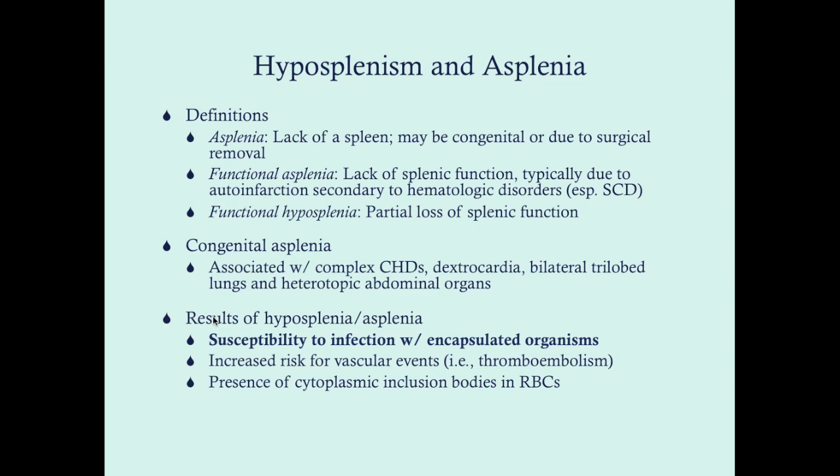Some results of hyposplenia and asplenia. So as you can imagine, if you don't have a spleen, because it has a role in early antibody formation, you're going to be susceptible to infection with encapsulated organisms. Remember that the formation of antibody and the opsonization of antibody on these encapsulated organisms is our primary way of getting rid of them.